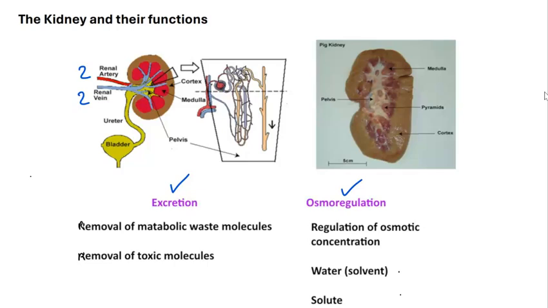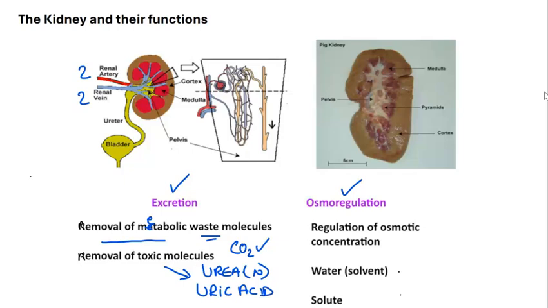Excretion we can think of as the removal of metabolic waste molecules. For instance, we could have things like carbon dioxide, but of course carbon dioxide is largely excreted from the lungs. For the kidney, the major molecules that need to be removed are urea, which is the nitrogen component of amino acids, or indeed another version of this, uric acid. These two compounds are essentially the removal of the nitrogen component, as we cannot actually store things like amino acids.